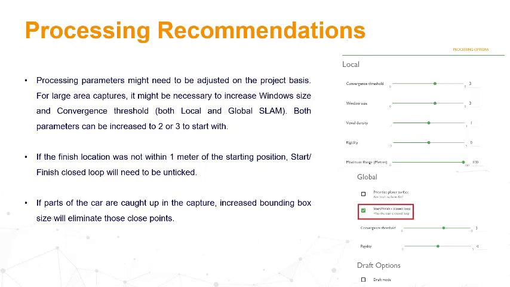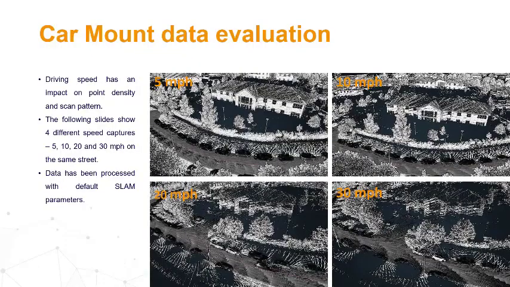Also, you have now the option to tick the start and finish closed loop. As I said, we always recommend to end up at the same point, but it's not always possible. So if you unclick that option, you can also do your survey with some risks, but there is a good chance that you achieve reasonable results, even though you don't close the loop exactly on the same location.